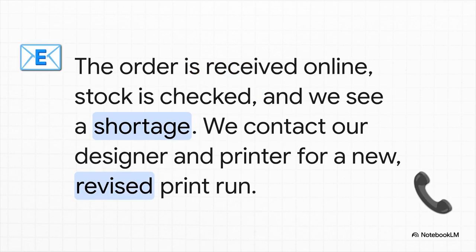So, remember, we start with the information flow. The order comes in online. That triggers an email to production control. We check our inventory and, whoops, we only have 25 copies in stock. That means we need a new print run, and we decide, hey, let's make some revisions while we're at it. So we send out emails and make some calls to our graphic designer and the print house. That whole chain of communication, that's the information flow.